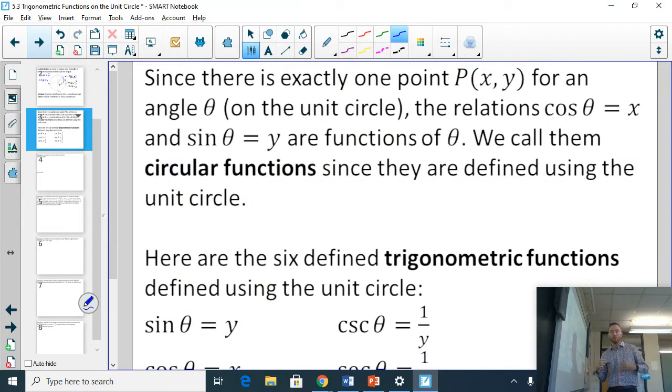Since there's exactly one point P(x, y) for an angle theta on the unit circle, the relations cosine of theta equals x and sine of theta equals y are functions of theta. We call them circular functions since they're defined using the unit circle. And all that's saying is since there is a single output for every input, it's a function. It's just in relation to theta this time, the angle going around, instead of x.